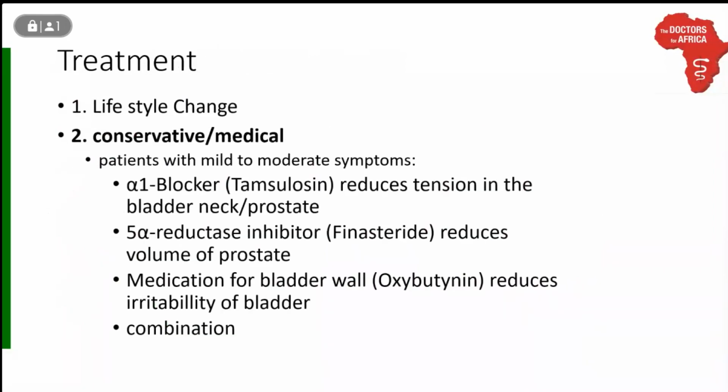There might be conservative and medical treatment. You can treat the patients with an alpha blocker like tamsulosin, which reduces the tension in the bladder neck and the prostate. You could give a 5-alpha reductase inhibitor, a very expensive word, like finasteride, which reduces the volume of the prostate. And you can use medication that has influence on the bladder wall, like oxybutynin. This reduces the irritability of the bladder wall. You can also give combinations.